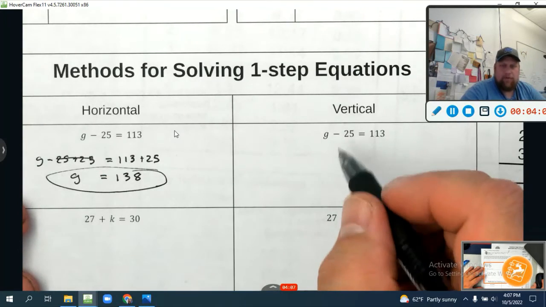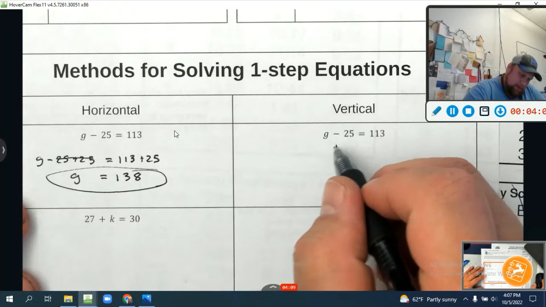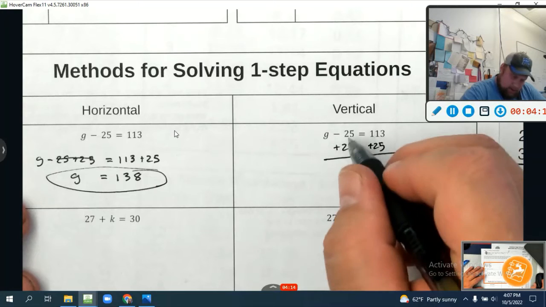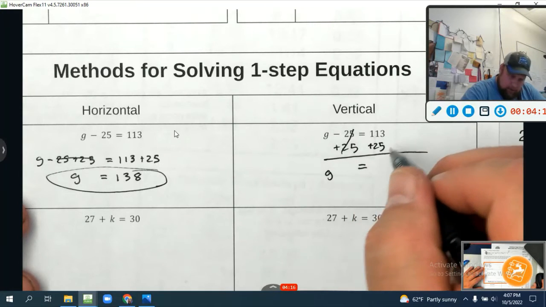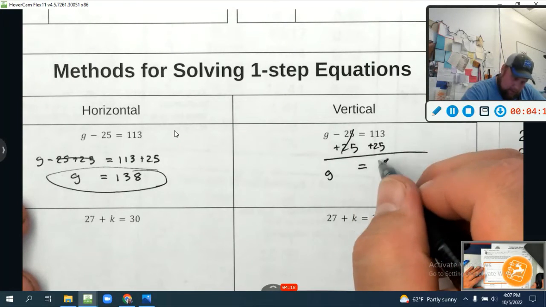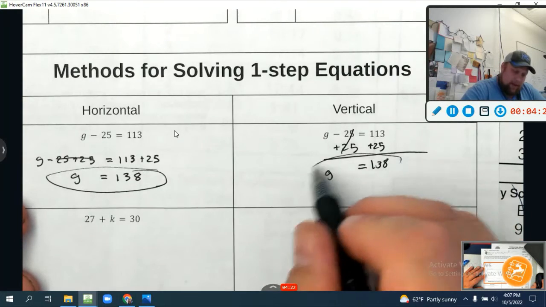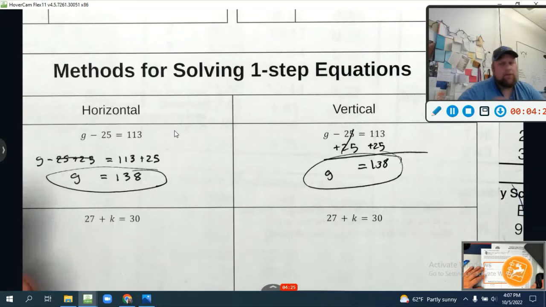If I were to solve this vertically, I would just go plus 25, plus 25. That's gone. G equals 5 is 8, 1 plus 2 is 3, and 1. And I would get the same answer. These are the difference. Whichever method you like is fine.